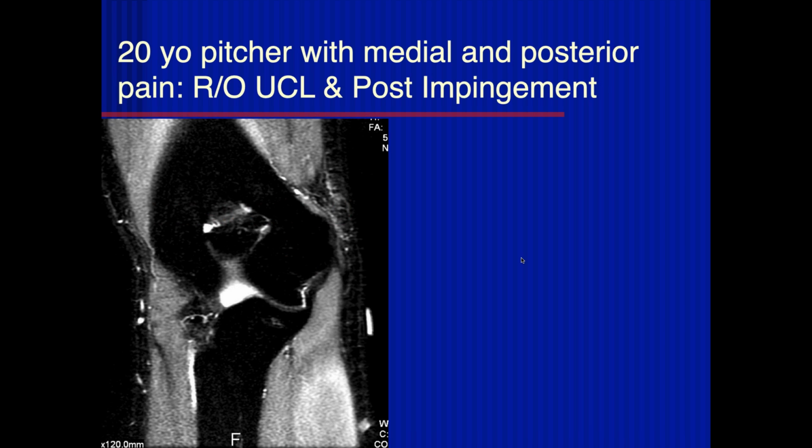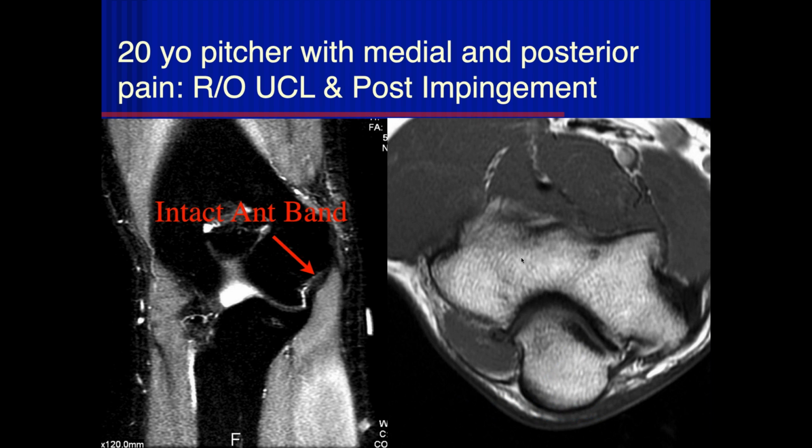So this is a 20-year-old pitcher with medial and posterior pain. Rule out ulnar collateral ligament and posterior impingement. We've got the skin marker along the medial aspect of this coronal, sorry. Looking at this ulnar collateral ligament, it does look thickened, but it is intact. I don't see the fat pad very well, but this could be a little too anterior. Looking at this, I see on the medial aspect, are there some eburnation changes there? So this looks like mild or early posterior impingement.